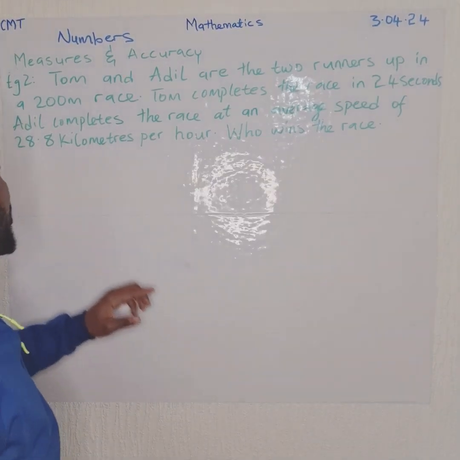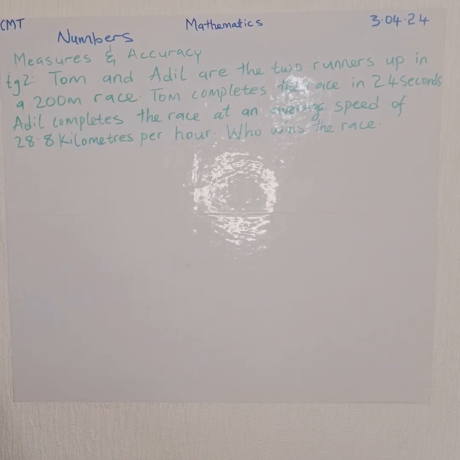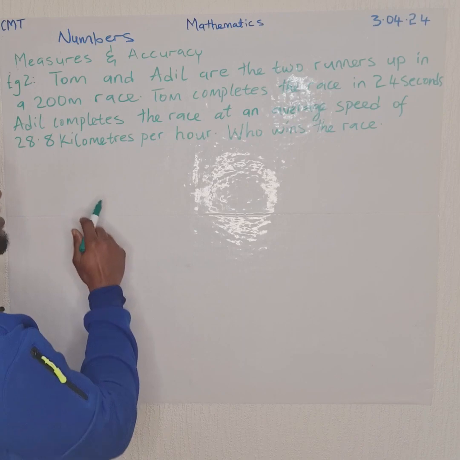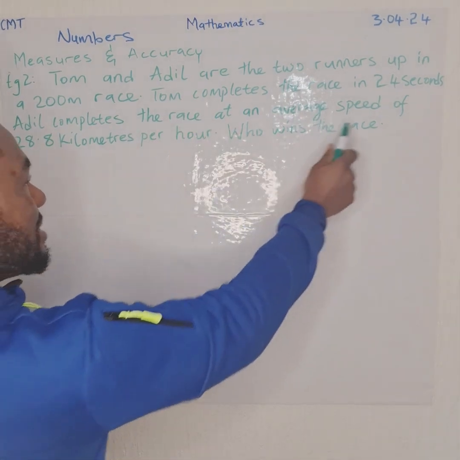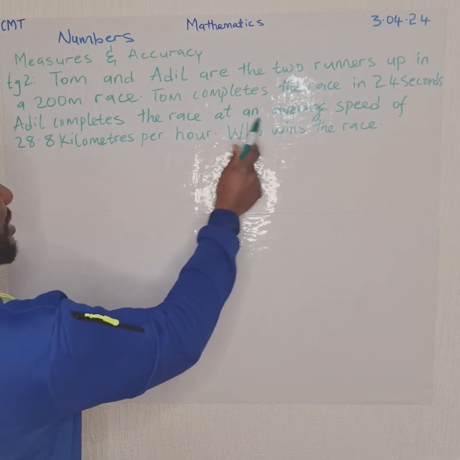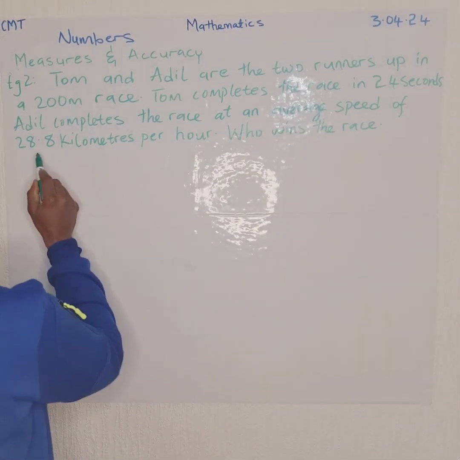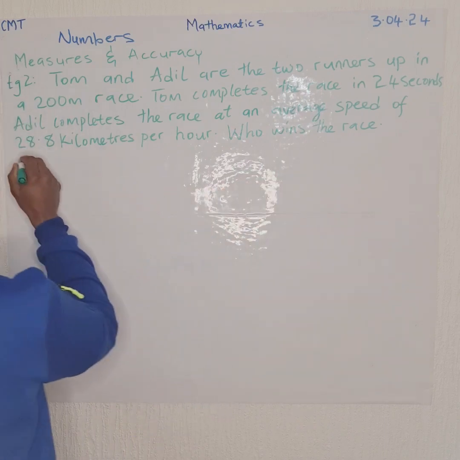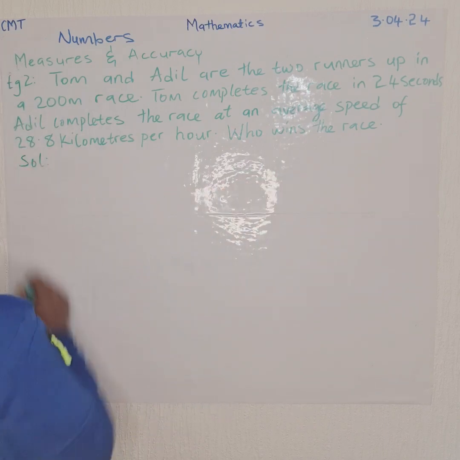Let's look at another problem. Tom and Adil are the two runners up in a 200-meter race. Tom completes the race in 24 seconds. Adil completes the race at an average speed of 28.8 kilometers per hour. Who wins the race? All right, let's solve it.